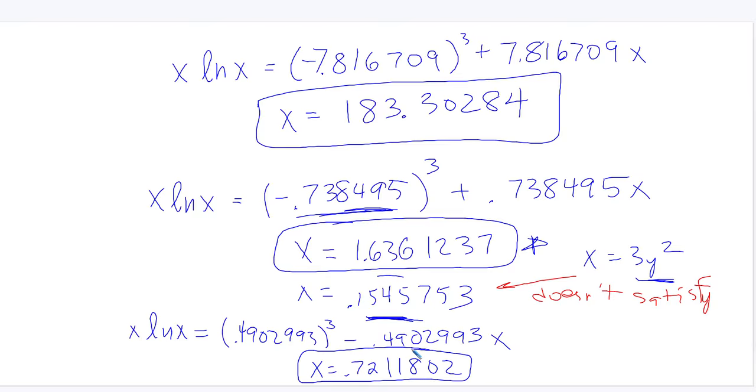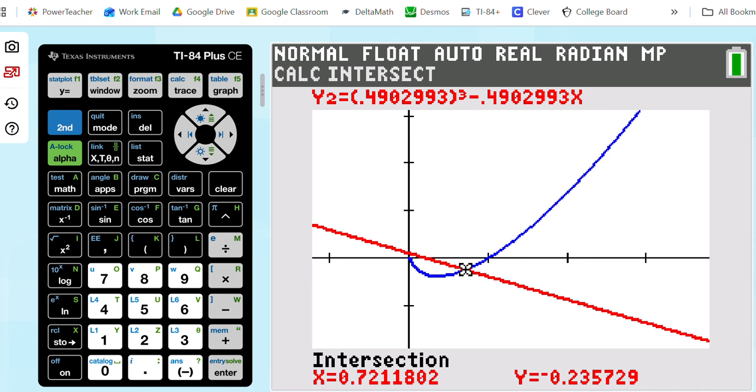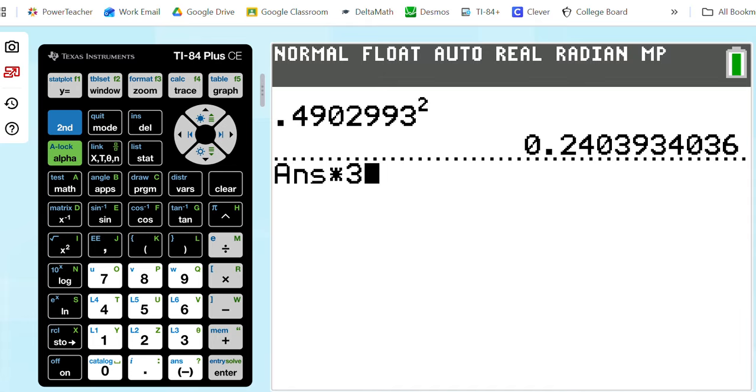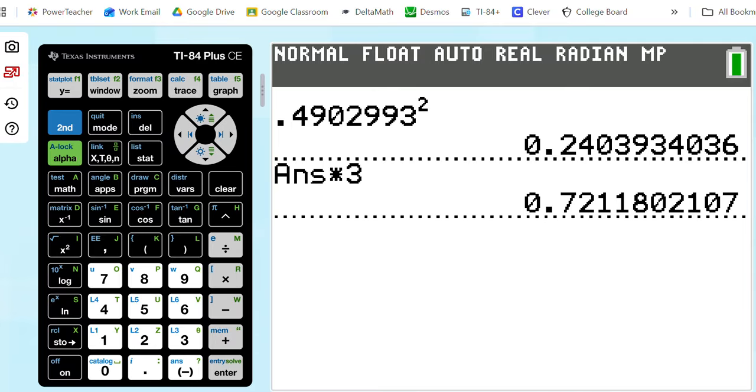And if we plug that one with our y value of 0.4902993 back into the original thing there, we could show that that works. In fact, I guess maybe we should do that real quick. We'll do that one on the calculator. The other one was kind of obvious, I think. So for that one, if I do 0.4902993 and square it, and then multiply that by 3, I get that 0.7211802 value. And we could do that with all of them.